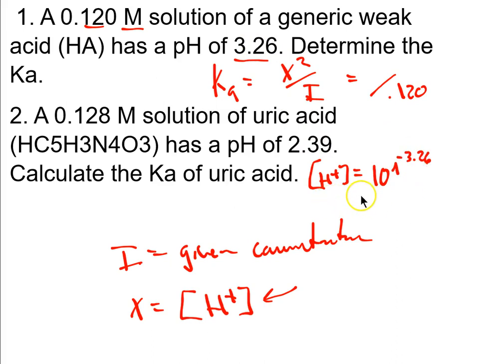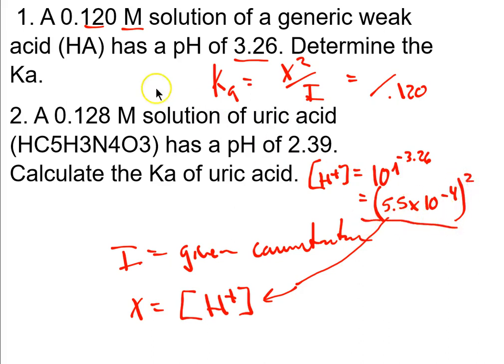Okay? So now type that into your calculator, and what did you get, Griesbach? 5.5 times 10 to the negative fourth. And that is X. And now we have everything we need. So Ka equals 5.5 times 10 to the negative 4 squared divided by your initial, which it told you was 0.120. And you plug that in. Do you have that answer?